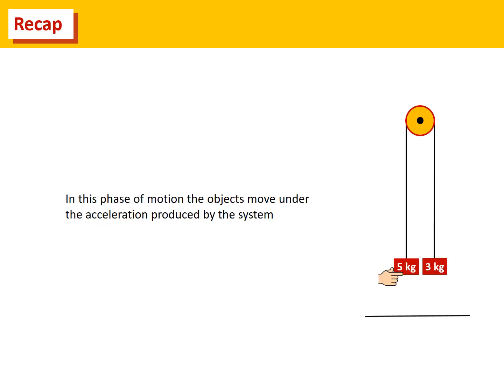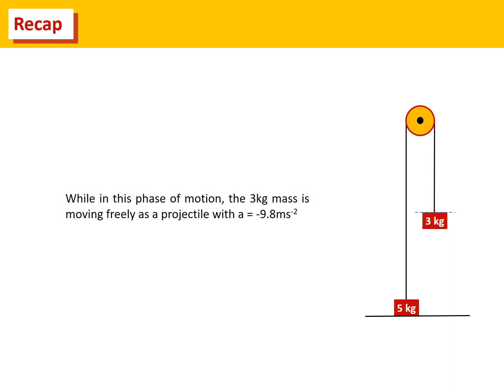So to recap the important points from this last section, in this phase of motion, when the string is taut, the objects are moving under the acceleration of the system. In the second phase of motion, after the 5 kilograms has hit the ground, the lighter mass will continue upwards as a projectile.